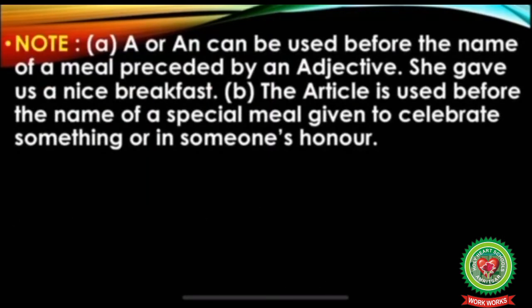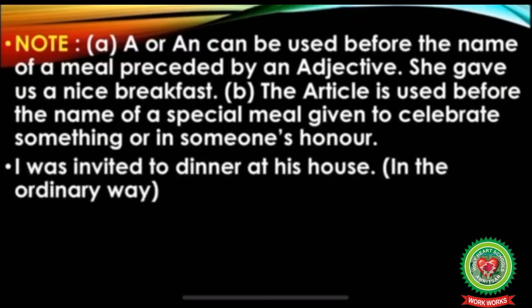One exception is there. Now children, see, a or an can be used before the name of a meal preceded by an adjective. Before the name of a meal, if some adjective is mentioned, we will be using article before that adjective. See here, she gave us a nice breakfast. Nice is the adjective placed before breakfast, so we will be using article before the adjective nice. A nice breakfast. Similarly, the article is used before the name of a special meal given to celebrate something or in someone's honor. So when it is a special meal, then we will be using article.